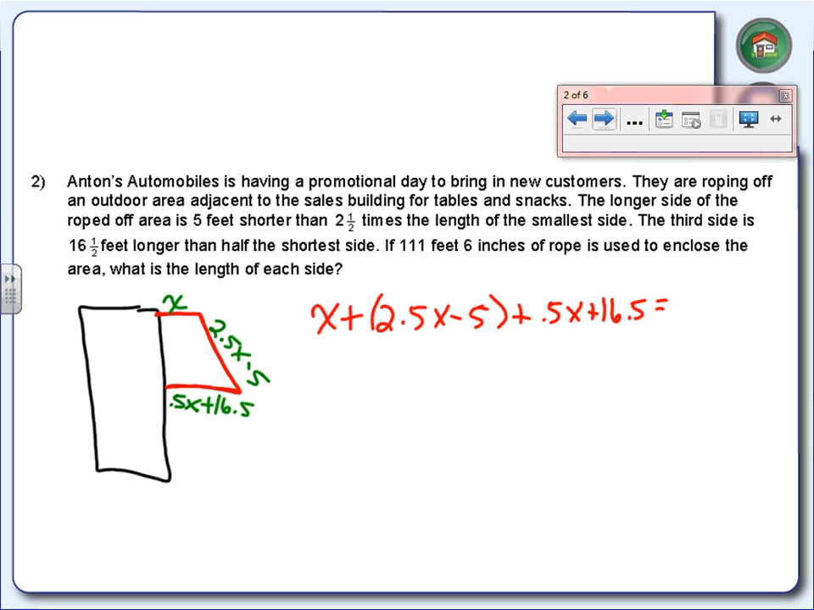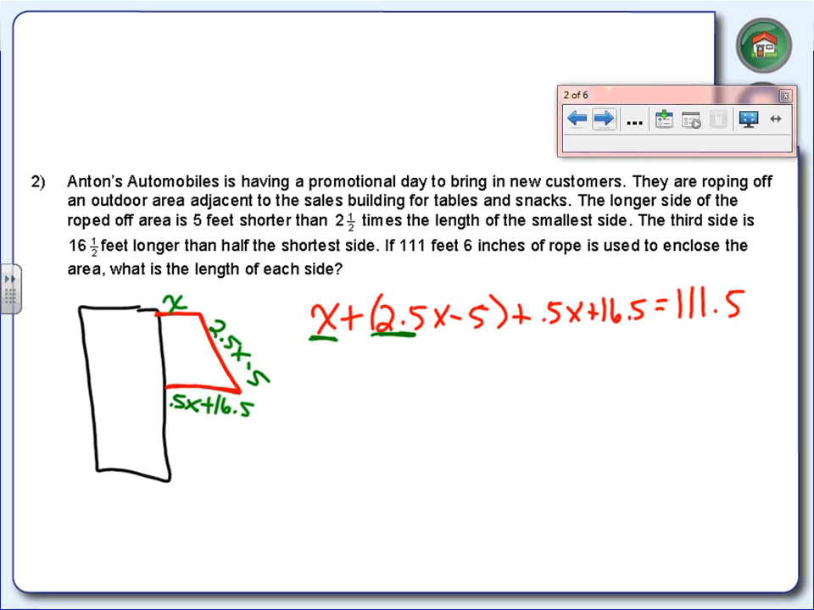However, you need to keep in mind we are working strictly in feet here, not feet and inches. So I'm going to change that 6 inches into feet, which would be half a foot. So instead of using 111.6, we should be using 111.5. Be real careful. Don't make that mistake. All right, now we're ready to solve for x.